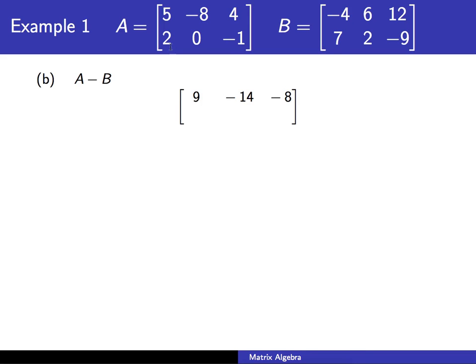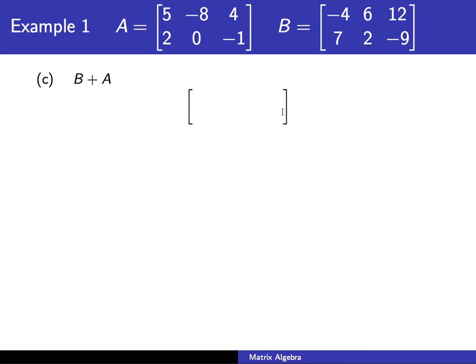And our second row, 2 minus 7 is negative 5. 0 minus 2 is negative 2. And negative 1 minus a negative 9 becomes negative 1 plus 9, or 8. So in our second row, we have negative 5, negative 2, and 8.